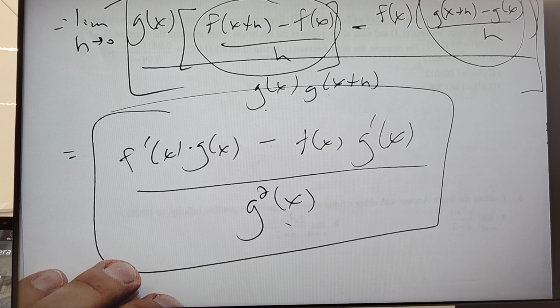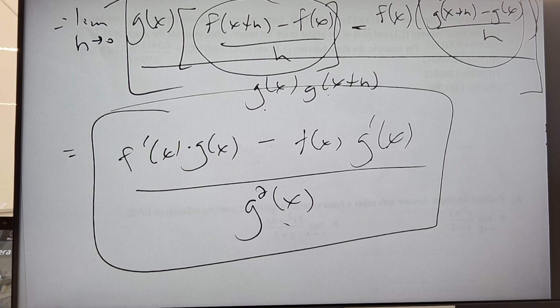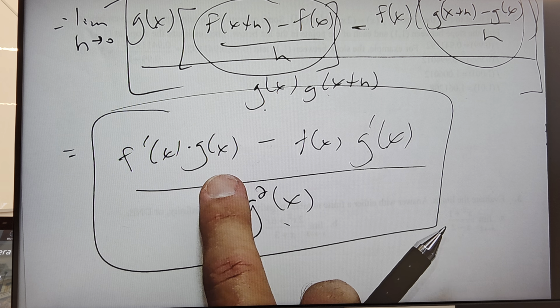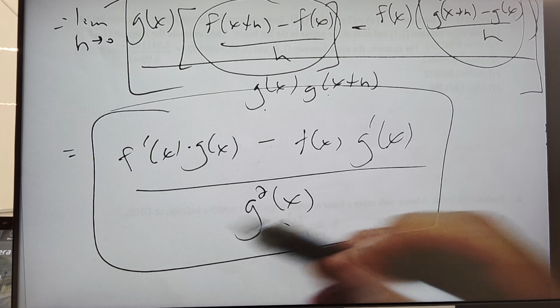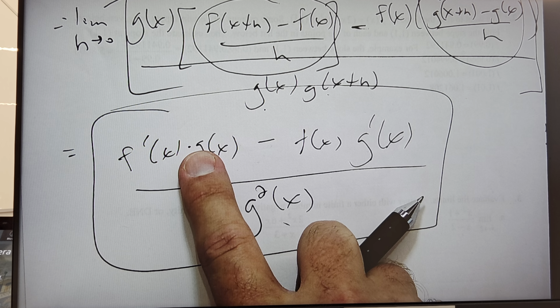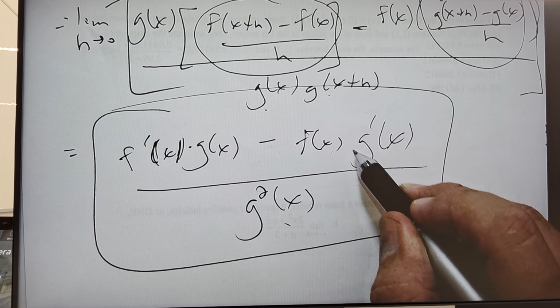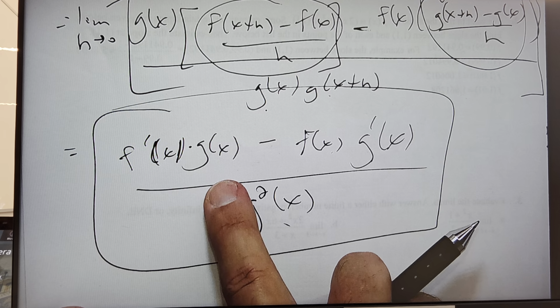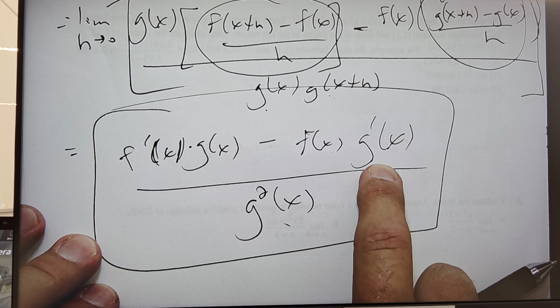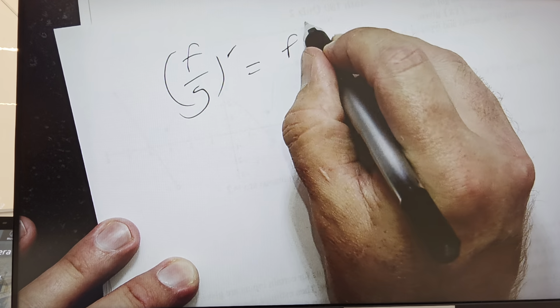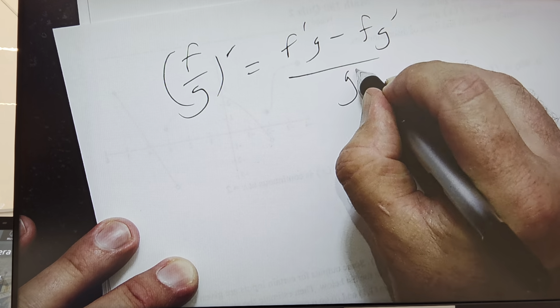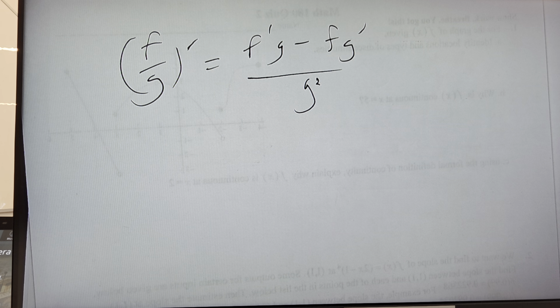Sorry, what's that next to the g times g of x? That's a times symbol. This is f prime of x, g of x, minus f of x, g prime of x. Let me write this: if I have f over g, the derivative is f prime g minus f g prime over g squared. Is that better? Okay, so that is the quotient rule.